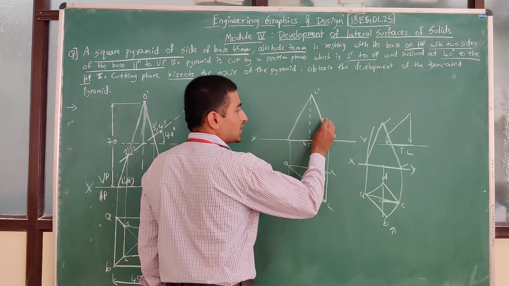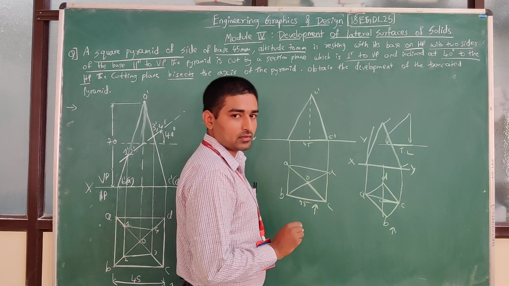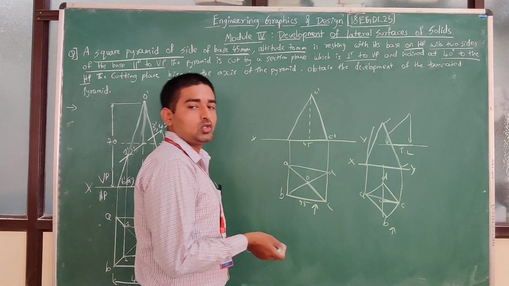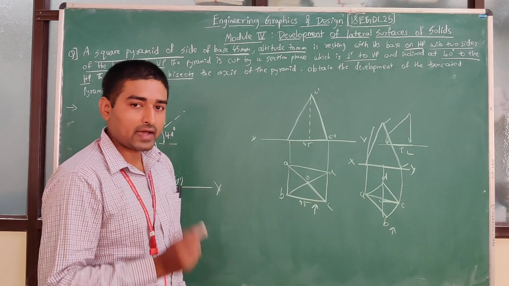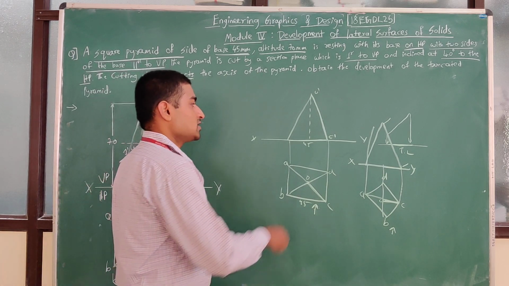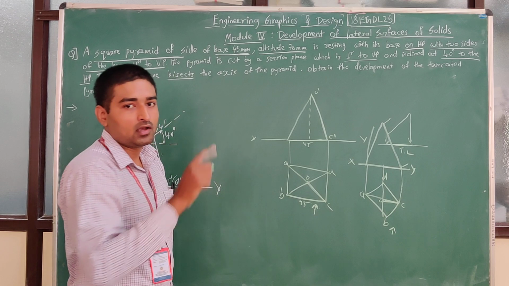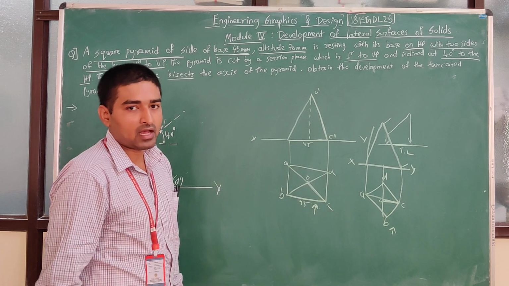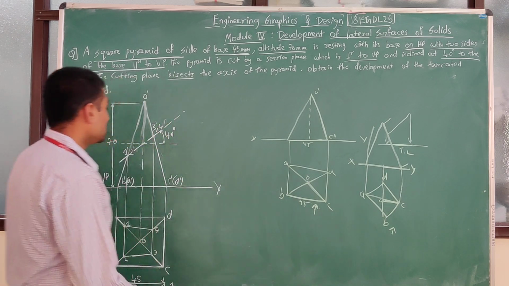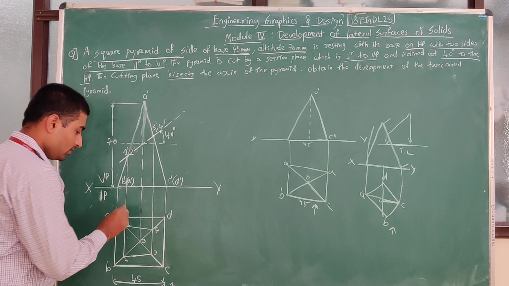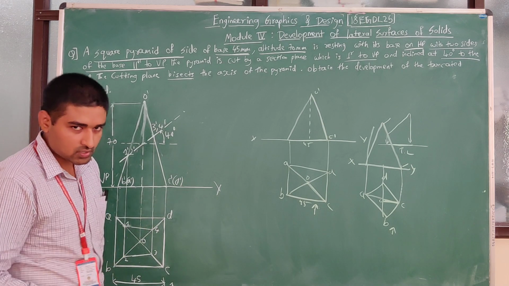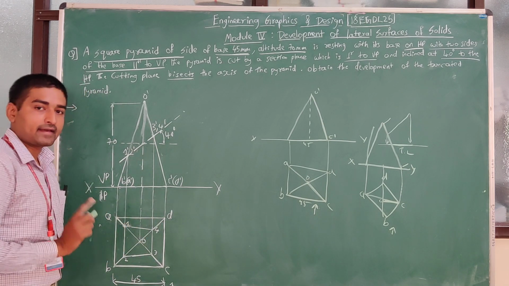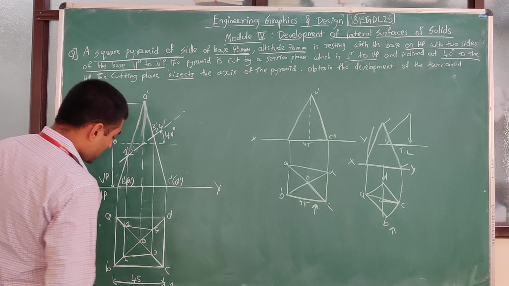But in this case, it is not the true length, and hence we have to add a new step to calculate the true length, because if this is not the true length, we cannot develop the actual development of the truncated pyramid. Right? So only when the pyramids are resting on the edges, we have to go through this one extra step. Okay, so what is that extra step here?